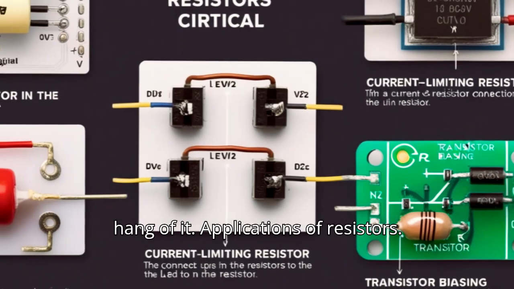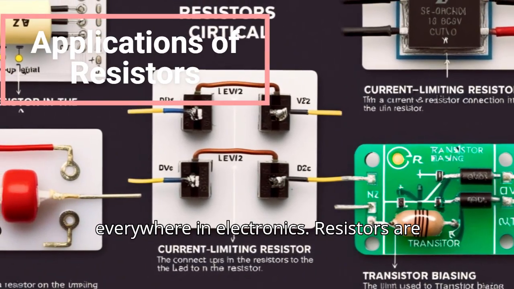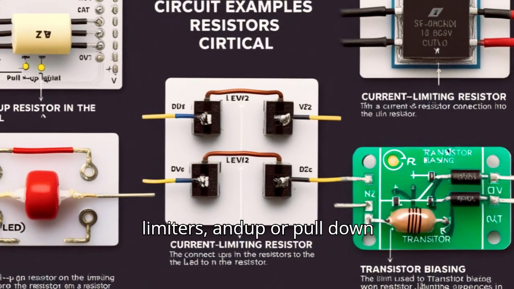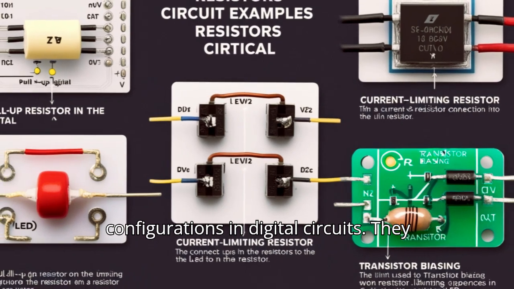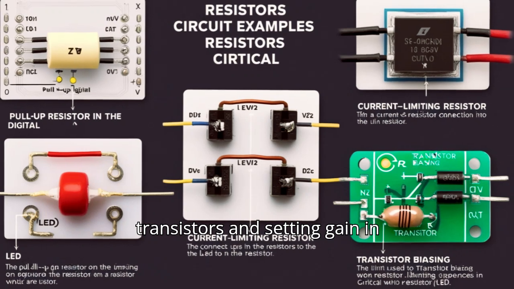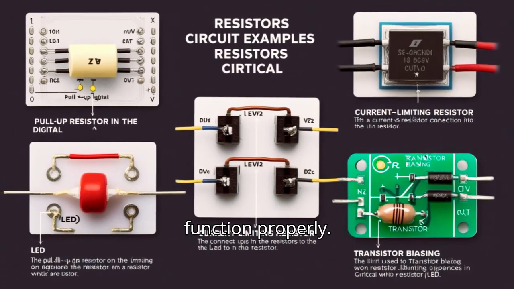Applications of resistors. So, where are resistors used? They're everywhere in electronics. Resistors are used in voltage dividers, current limiters, and pull-up or pull-down configurations in digital circuits. They also play a crucial role in biasing transistors and setting gain in amplifiers. Without resistors, many circuits wouldn't function properly.